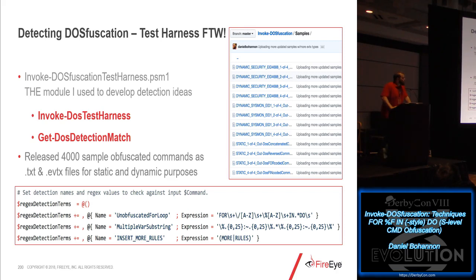And I've done this with all the obfuscation frameworks, but my code was always so ugly that I never wanted anyone to see it. So I actually spent a lot of time on making this code releasable. And so basically what you can do is you can say, okay, DOSfuscation, let me do a test harness and produce 1,000 iterations of all these different obfuscation options.